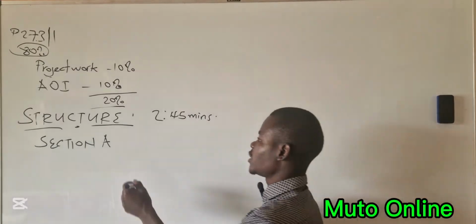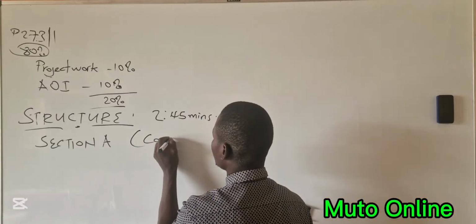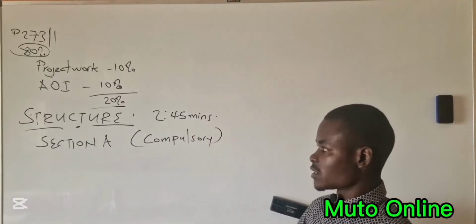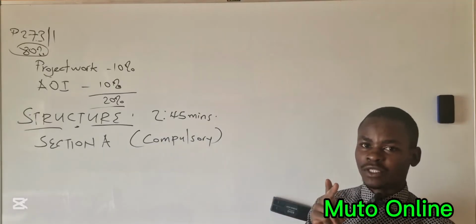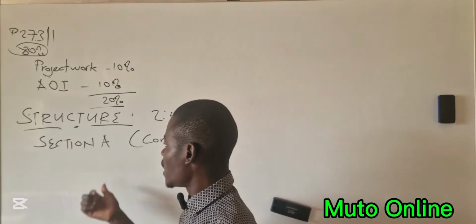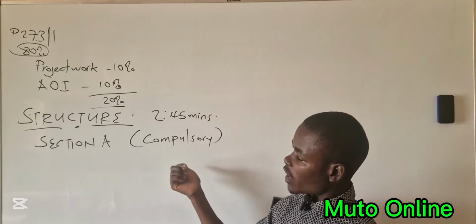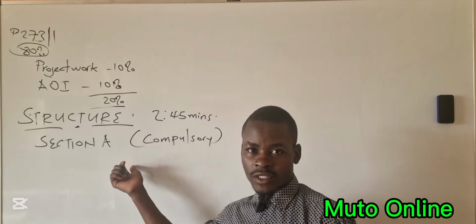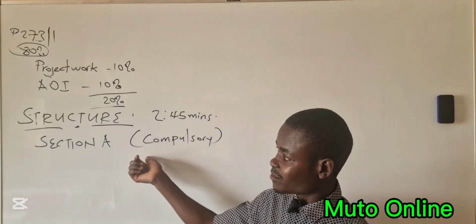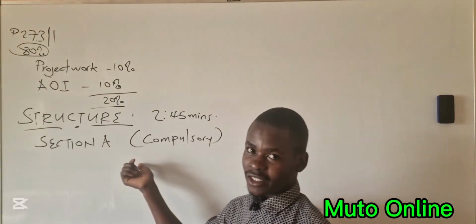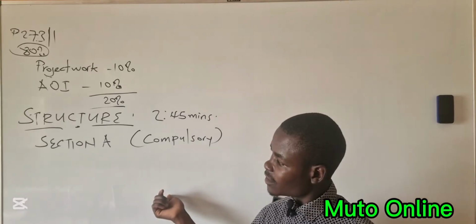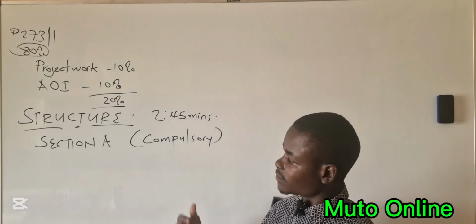Of course, this section is compulsory. Under this section, we shall be having only 2 items, and those 2 items are compulsory. Whether you like it or not, you have to attempt those items, or else you lose the 40 marks. Remember, section A has 40 marks, and you have 2 items which are compulsory. So you have to be keen on this.